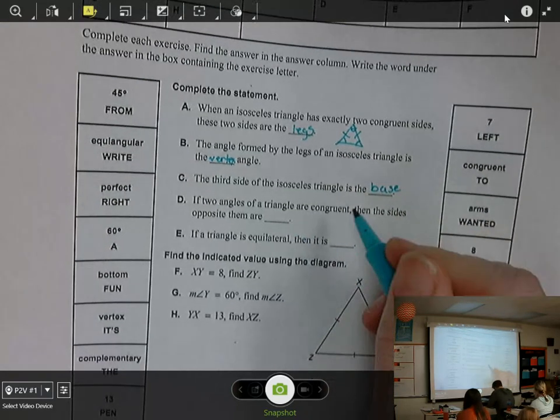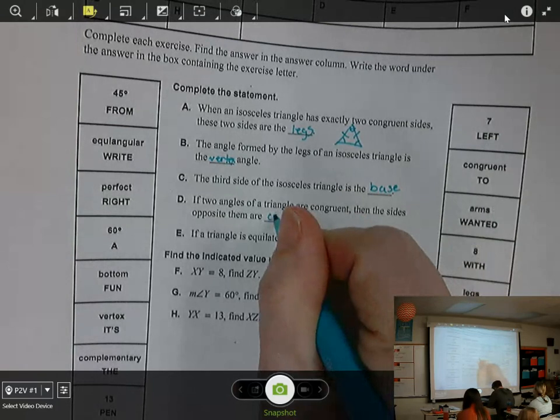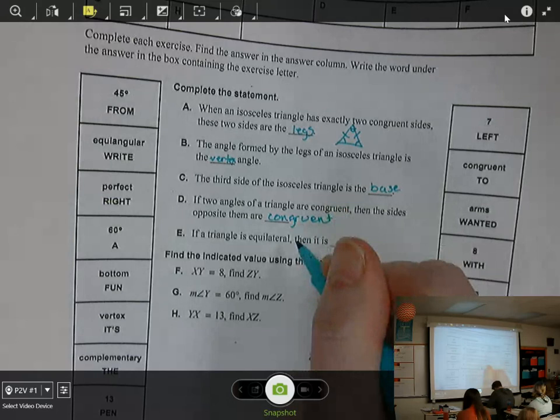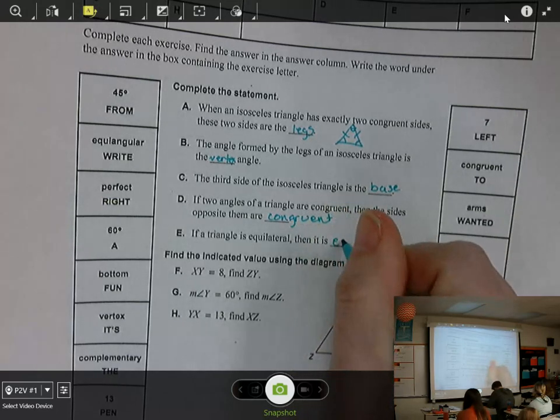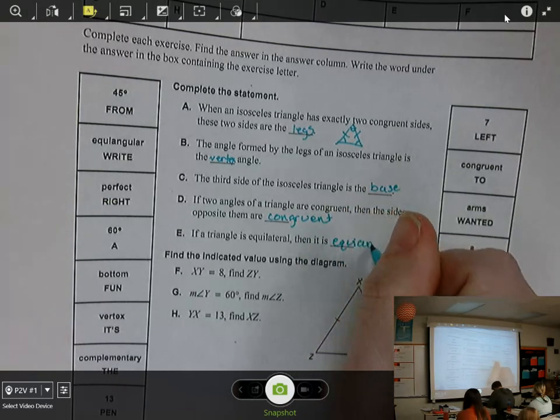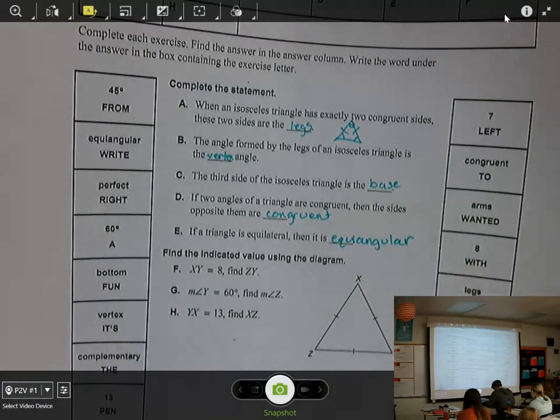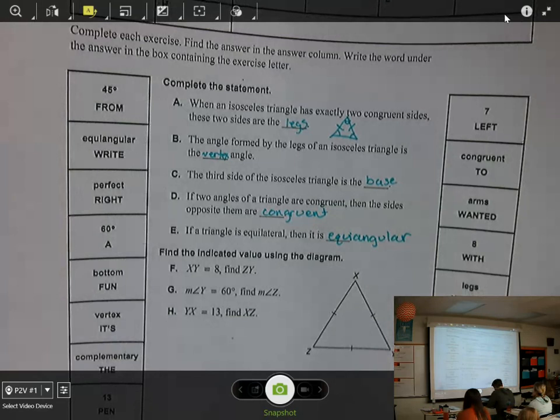If two angles are congruent, then the sides opposite them are congruent. And if a triangle is equilateral, then it is also equiangular. So if all the sides are the same, then that means all the angles are congruent. If all the angles are congruent, then all the sides are congruent.